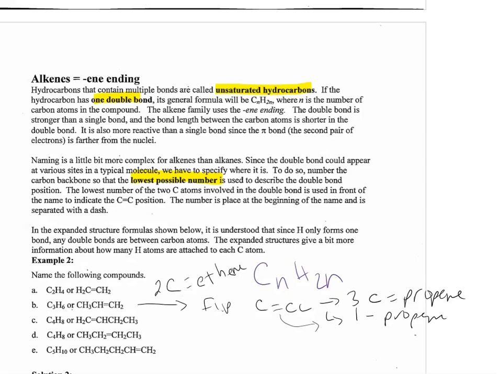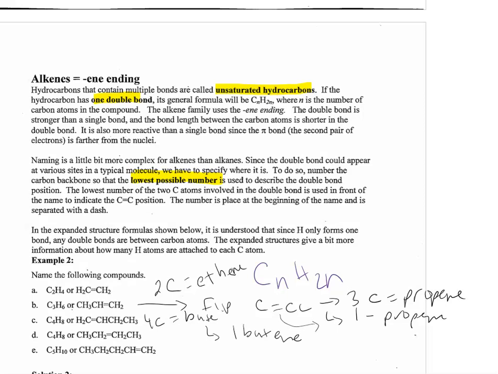For this guy, we have four carbons, and so that is going to end up being the bute, okay? And we have the double bond there in that first one. And so that is going to be one butene.